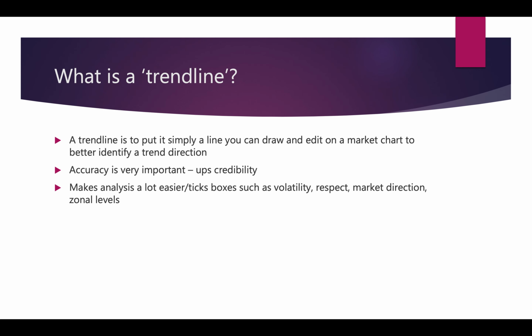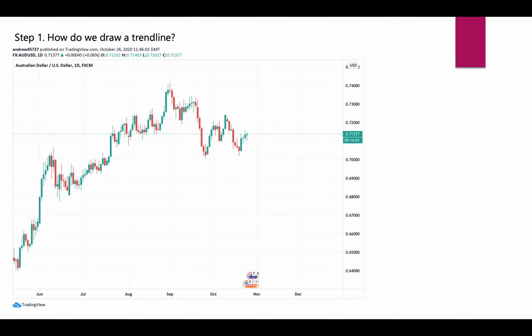It ticks boxes such as you can work out market volatility, the respect of a trend line, market direction, zonal levels, etc. What I mean by volatility, I'll show you in the examples. It'll be a lot easier for you guys to understand what I mean by that. So let's move on. How do we draw a trend line?